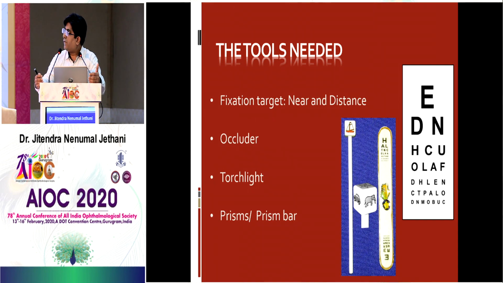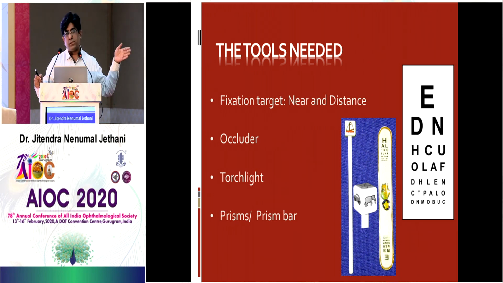So the tools needed for the cover test: never use a torchlight. Torchlight is only for the corneal reflex test. It is meant for people who want to judge whether it is ESO or EXO. That's it, and that is also just a reflex test. Whenever you want to do a cover test, you have to use a fixation target for near and distance. Why do you need a fixation target? Because you want to control the accommodation. You want to know whether he is accommodating or not.